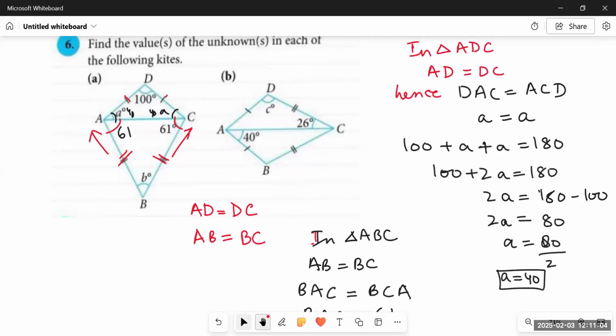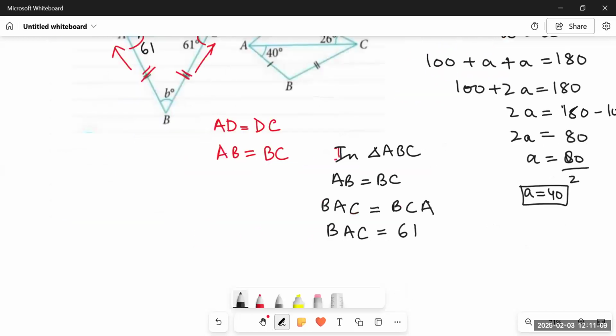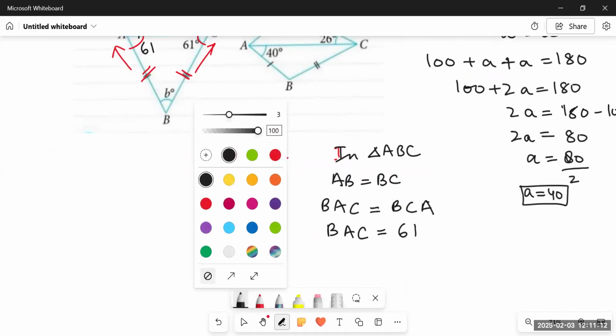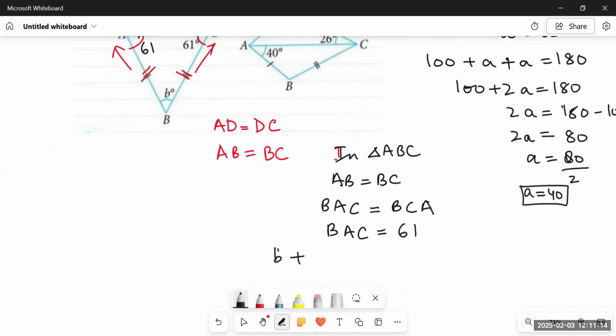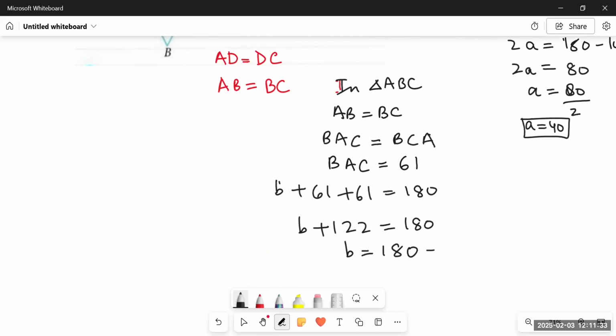And now after getting two of the angles, 61, 61 each, we can find angle B using this equation, B plus 61 plus 61 is equal to 180 again, since it's another triangle. So if we add 61, 61, we will get 122, and B plus 122 is equal to 180. Now we will subtract 122 from 180 to find out the value of B. And it would be 58.